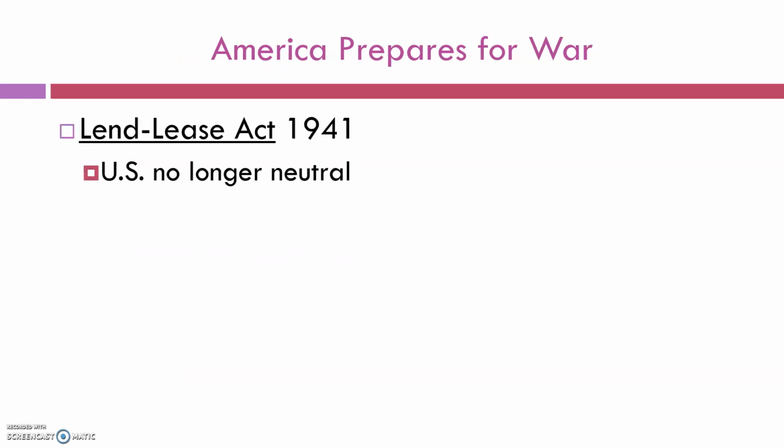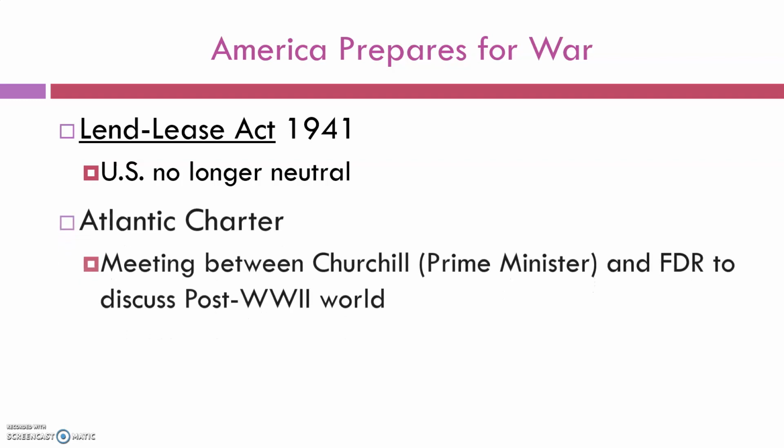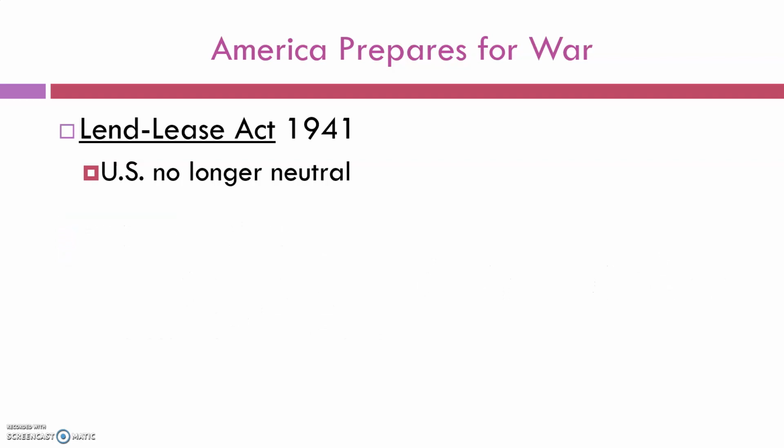In 1941, Roosevelt then convinces Congress to pass the Lend-Lease Act, which essentially makes the U.S. no longer neutral. It allows the U.S. to lend or lease weapons to Britain, or the Soviet Union, which at this point had been betrayed by Hitler. You have to think about the fact that if you lend or lease out a weapon, it probably won't come back to you in the same condition. It was essentially a way for the U.S. to keep the Allies afloat until the U.S. could join the war.